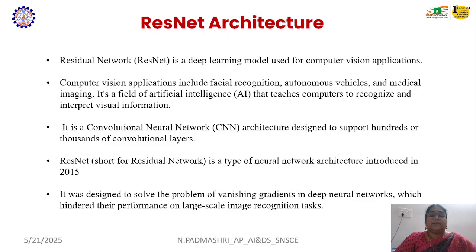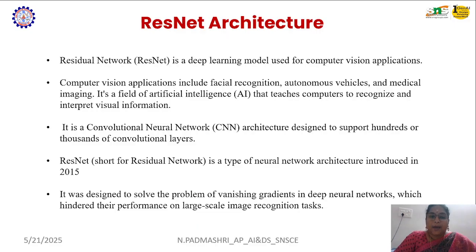As I said, it's mainly used for computer vision applications. For example, we can take facial recognition and autonomous vehicle systems. Nowadays we have autonomous vehicle systems, where we don't need a driver to drive the car. Automatically, the car will be driven by an AI system.